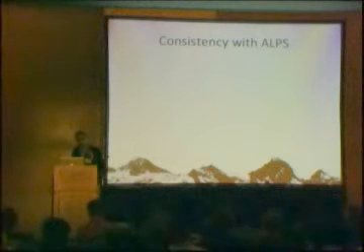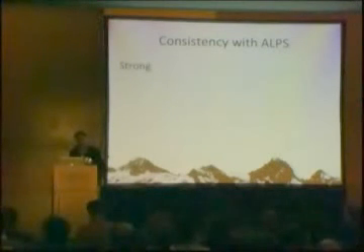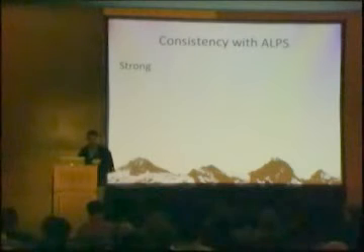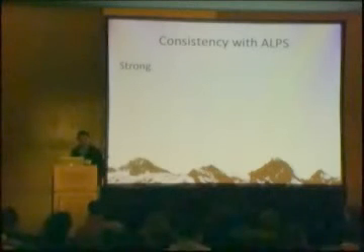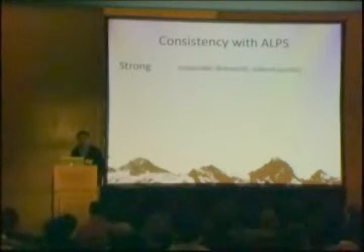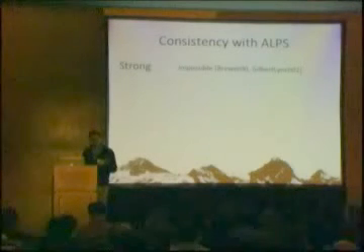Well, let's look at the spectrum of consistency models and start with the strongest. Informally, this is called strong consistency, or more formally, linearizability. What it says is there's a total order of all operations in the system, and that each operation appears to take effect between when it's invoked and when it returns. Strong consistency is very useful, but unfortunately, it's provably impossible with the ALPS properties. Notably, the CAP theorem says you can't have strong consistency, availability, and partition tolerance.